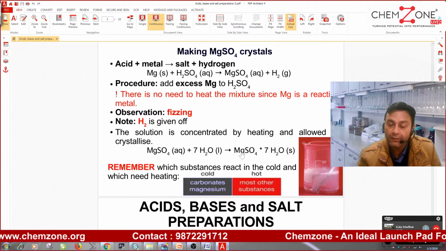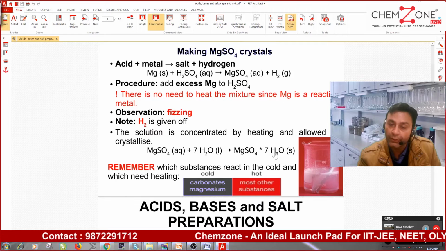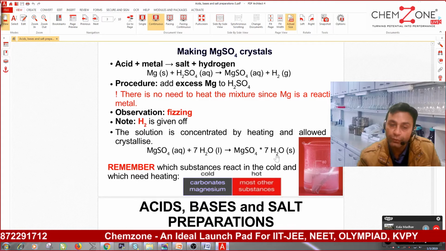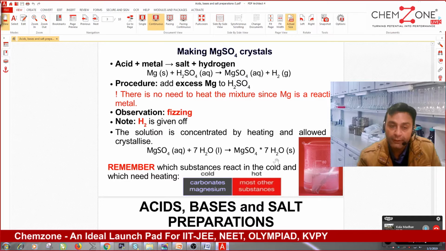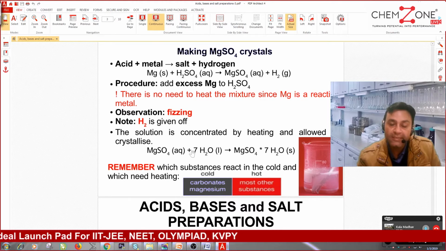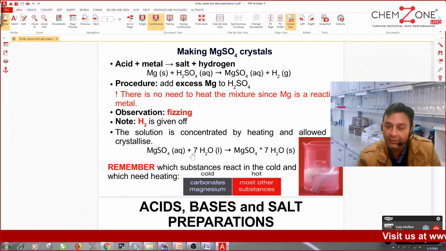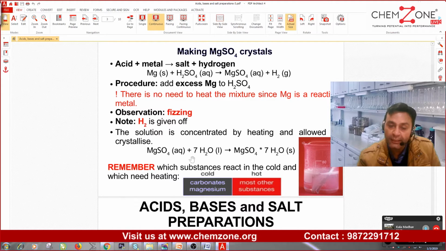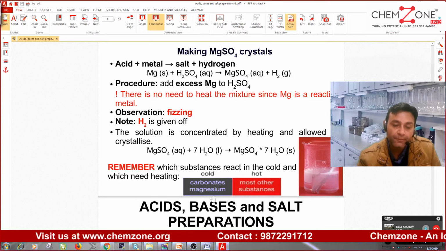We get the crystals of magnesium sulfate, MgSO4 with 7 water molecules, called a hydrated salt. This process is called crystallization. How to make crystals? Do you know how to make crystals? Sort of. You make all the water evaporate. Yes. First of all, we make a saturated solution, and then it is heated until the volume becomes one third. And then it is put in cold water where all the crystals settle down.